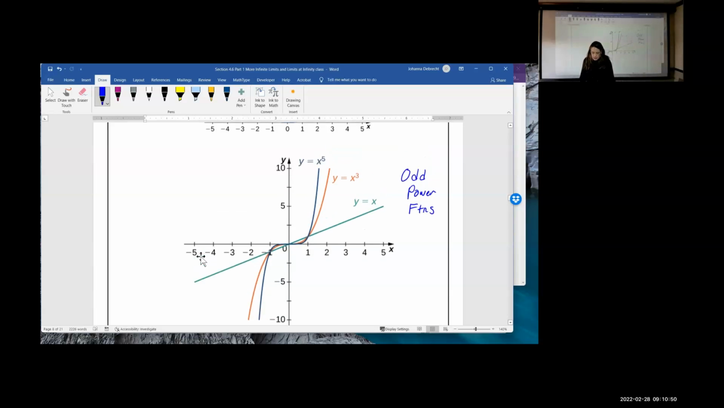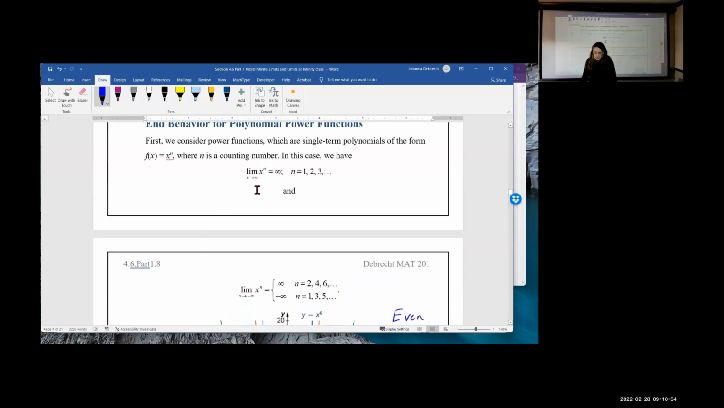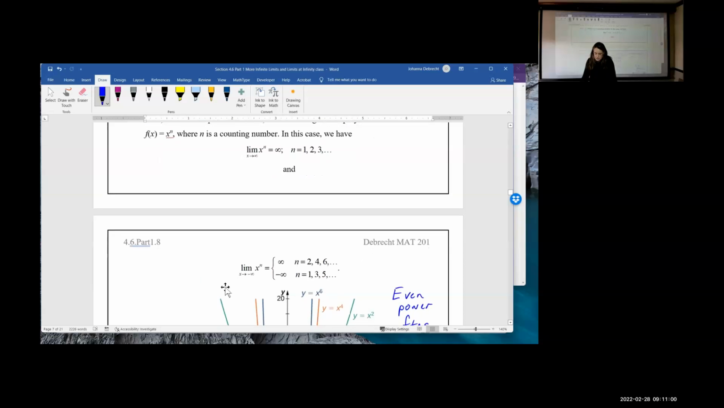So when we're looking at these up here, we can say that as x goes to positive infinity, they all go to positive infinity. But as x goes to negative infinity, the even power functions, which is the first set right here, they go to positive infinity, and the odd power functions go to negative infinity. And that's because a negative raised to an odd power is still negative, and a negative raised to an even power is a positive.